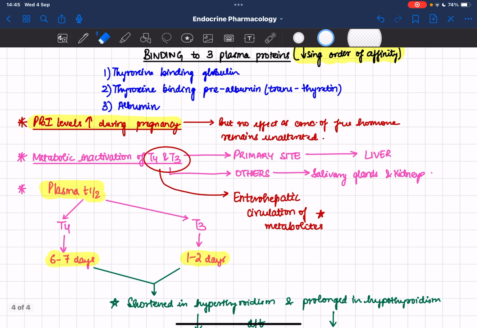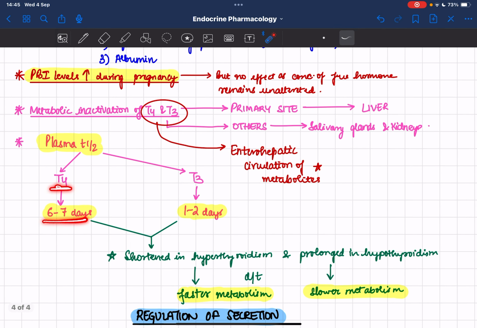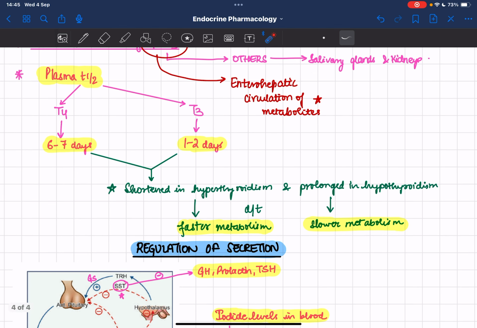Now coming to plasma half-life. For T4, the plasma half-life is 6 to 7 days. It's longer than T3, meaning T4 will persist for more time in the body than T3. What you need to understand is what will happen to the half-lives of T4 and T3 in hyperthyroidism and hypothyroidism. You don't have to memorize that it will be shortened in hyperthyroidism and prolonged in hypothyroidism. Think by yourself: if there is hyperthyroidism, thyroid hormone increases metabolism, so there will be faster metabolism.